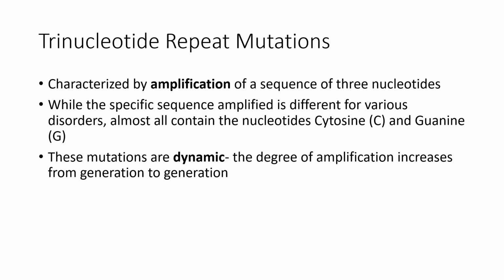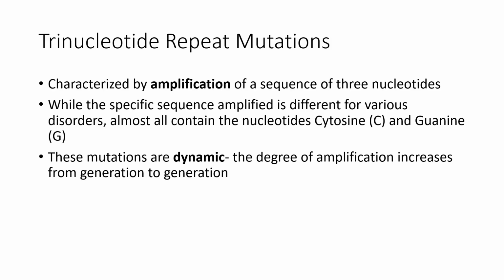Trinucleotide repeat mutations are defined by one key idea, amplification. A short 3-base pair DNA sequence gets copied too many times, and that expansion disrupts normal gene function. This is not a point mutation. Nothing is swapped or deleted. The DNA just won't stop repeating itself.